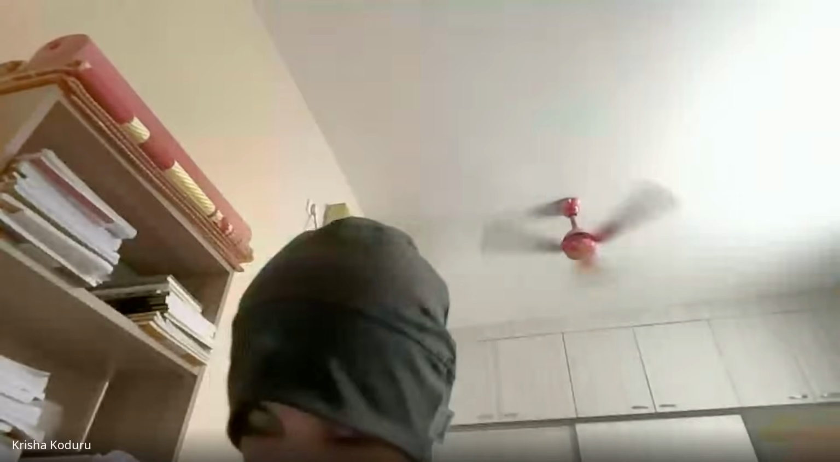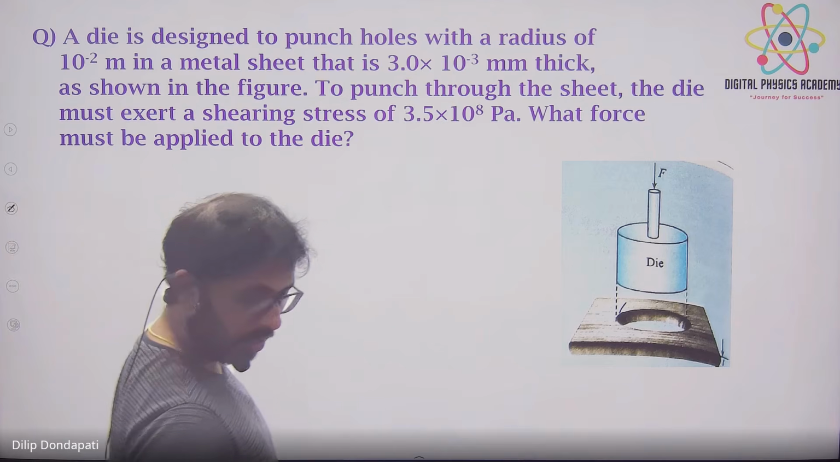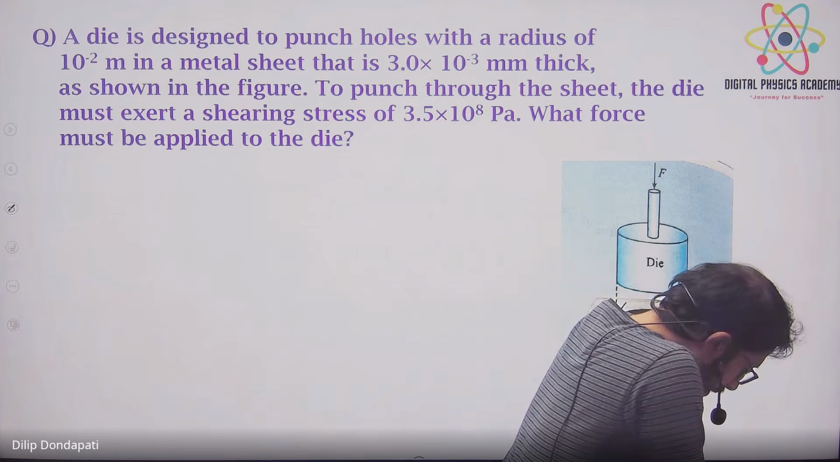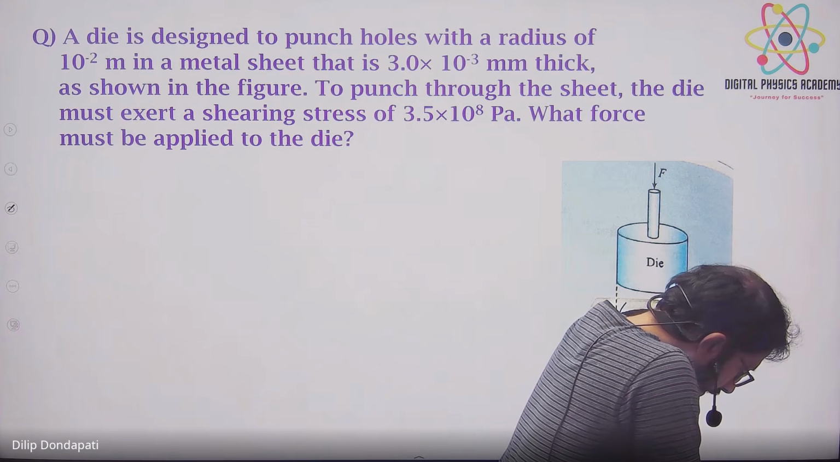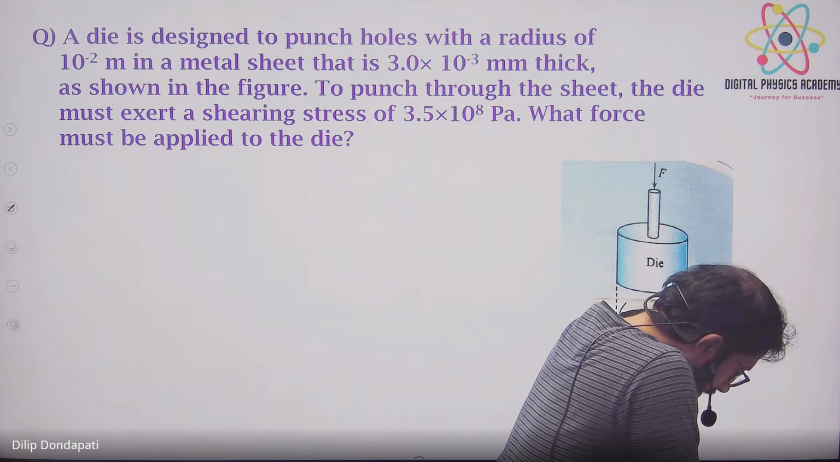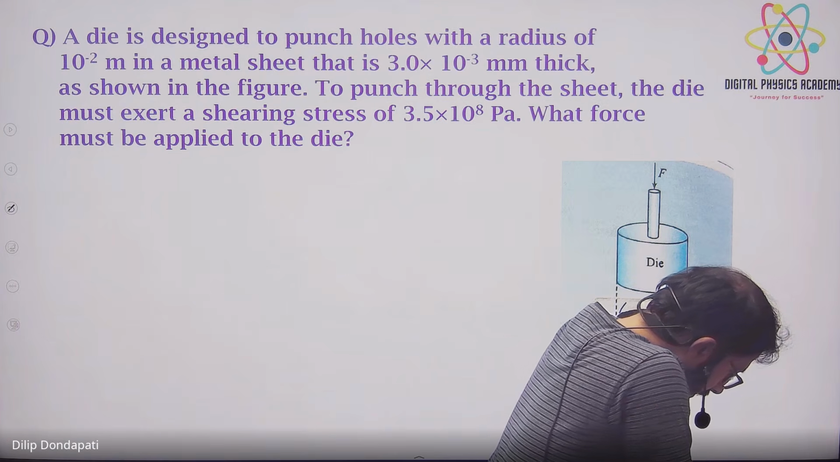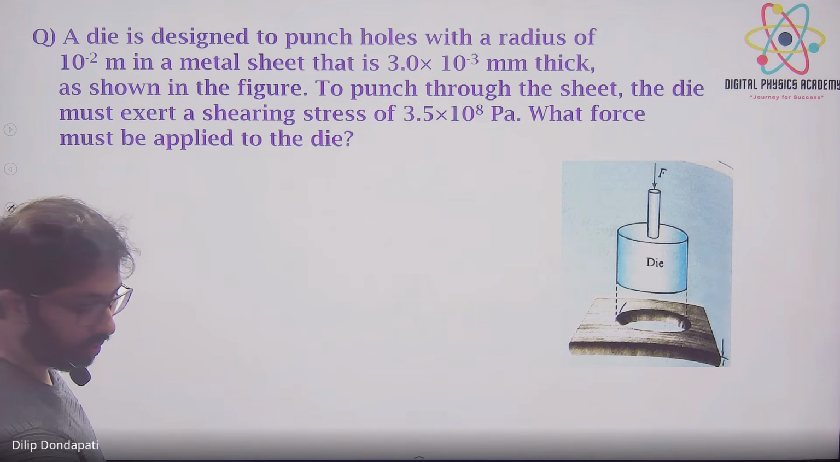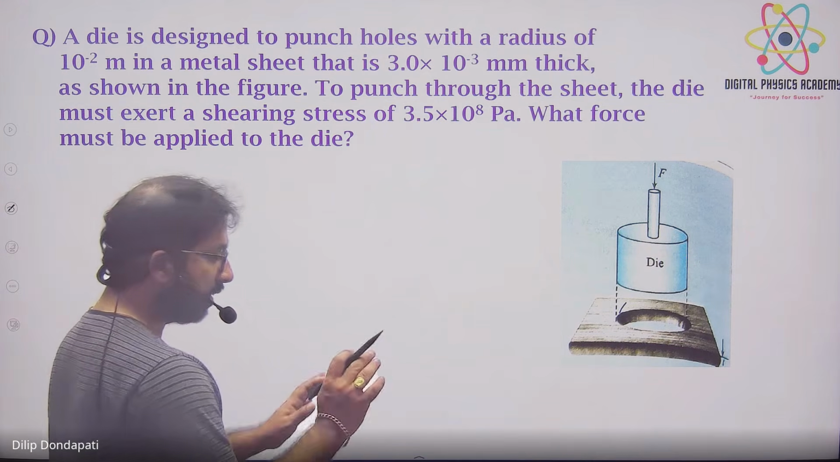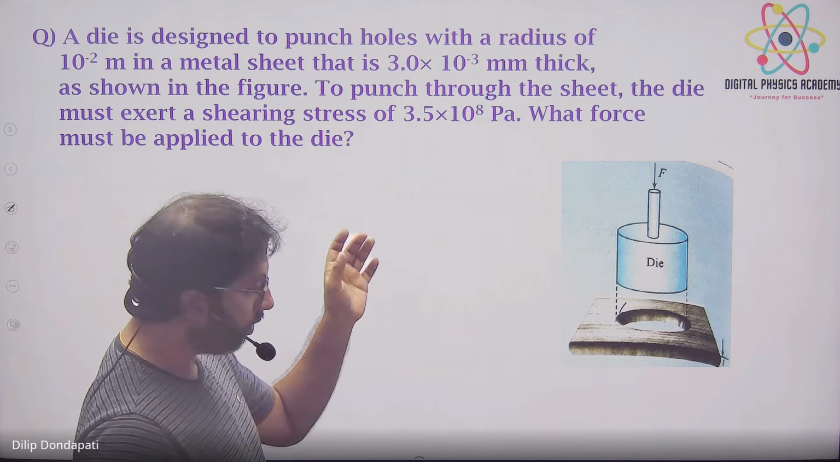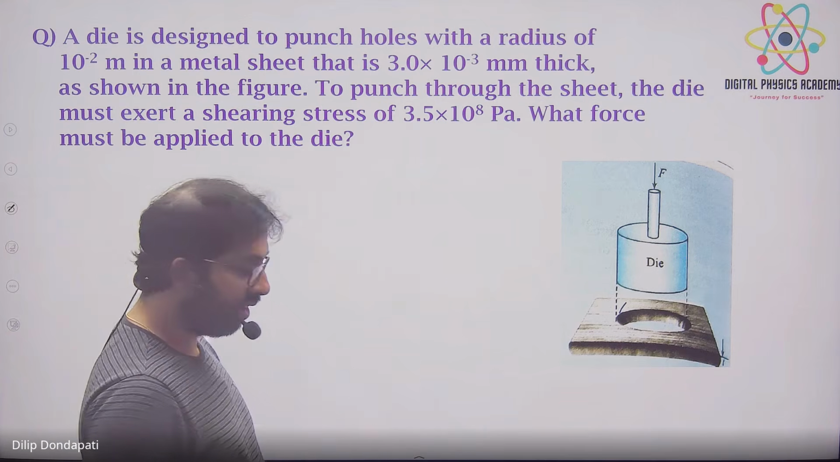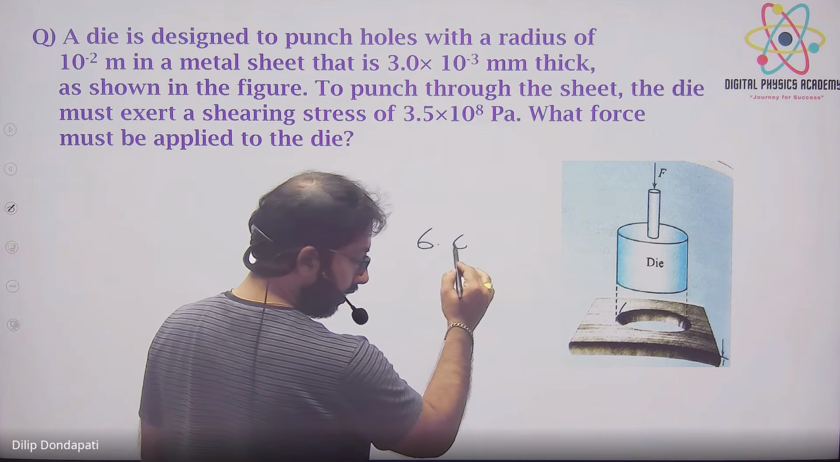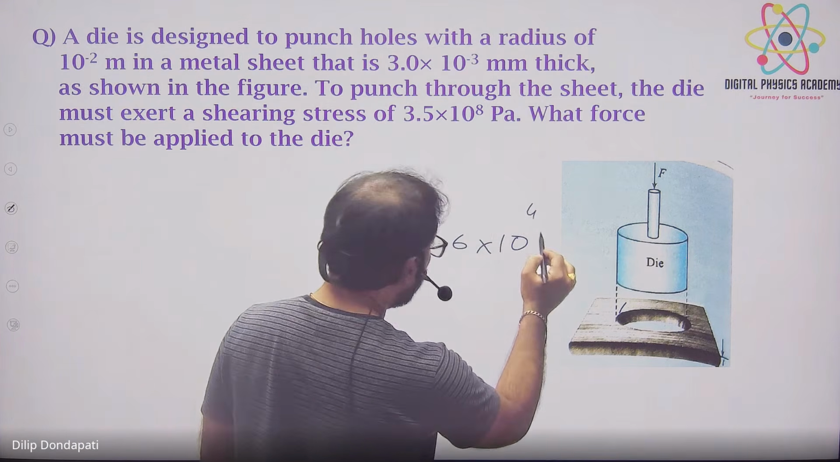Sir, 66. 6.6 into 10 power of 4. Okay. So look at the calculation, but better to understand: force is equal to sigma into area. Calculating that, we will get 6.6 into 10 to the power of 4 newtons.